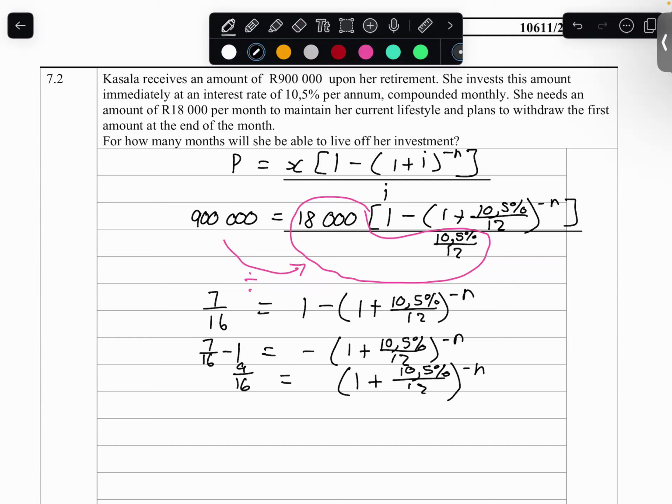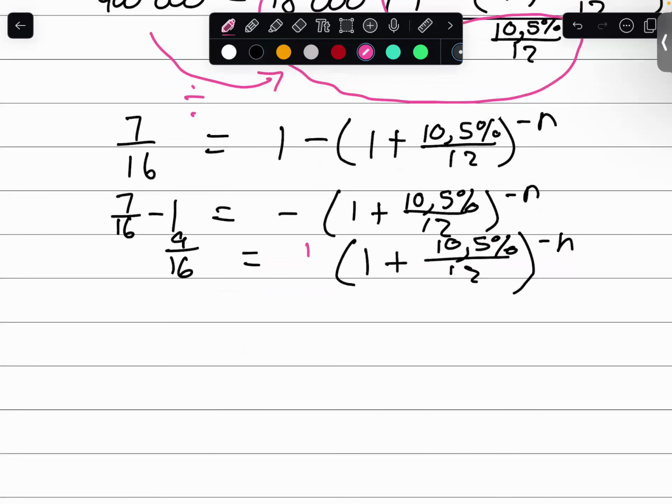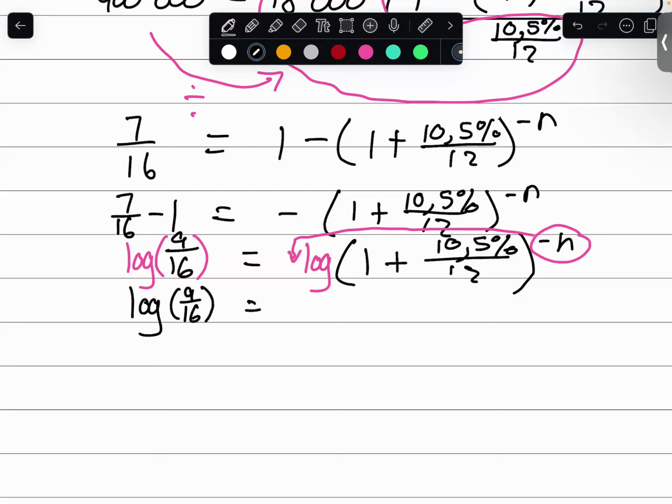on both sides, right? At this point, you can't make your bases the same, so we add the word log to both sides of the equation. And we bring this minus n exponent to the front. So it now looks like this. We have log 9 over 16 is equal to minus n log 1 plus 10.5% over 12.